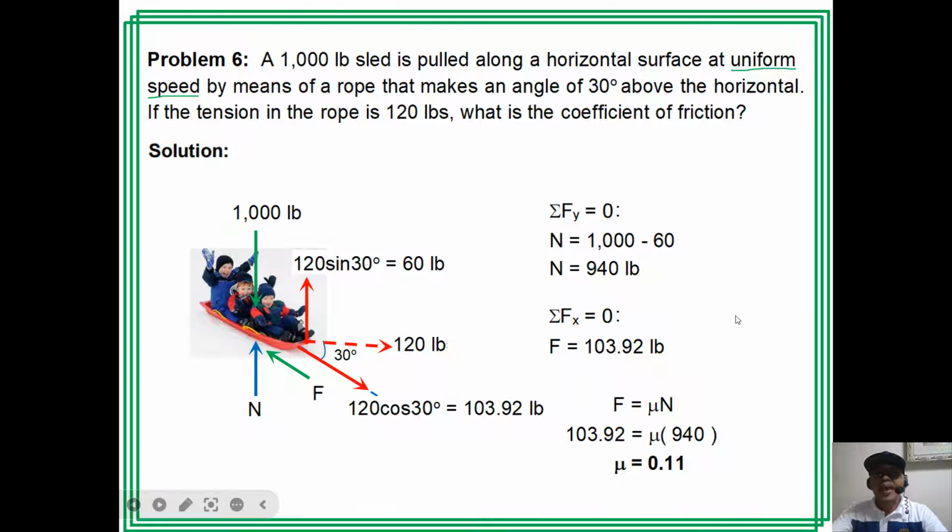Okay, so we have two topics here. The first is rotation, and the second one is about friction.